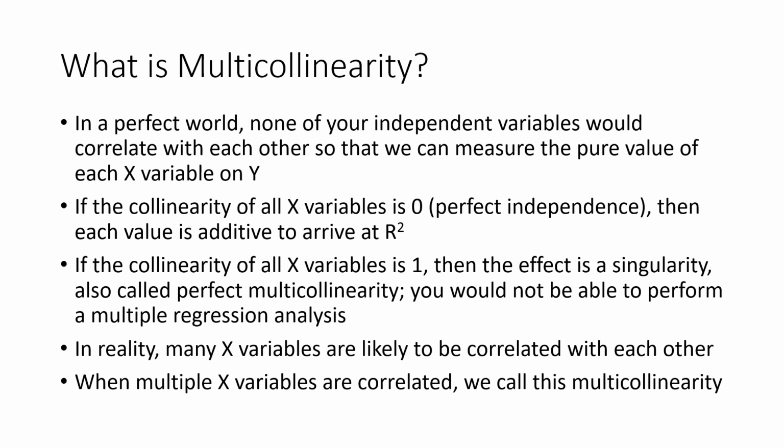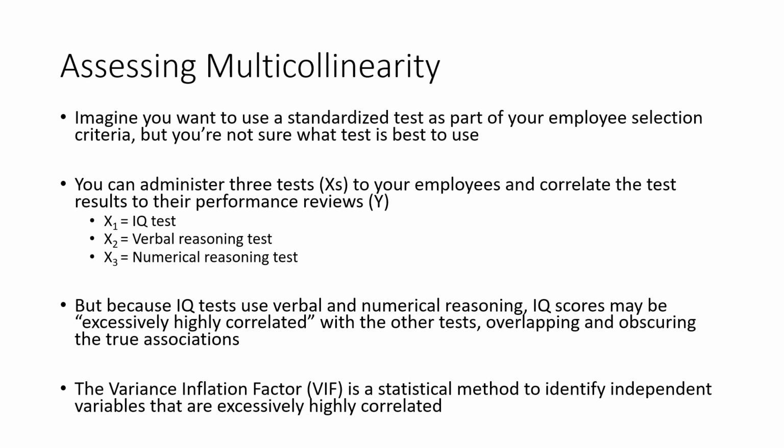As I said, in reality, many of your independent variables will correlate with each other, and this presents a problem. When these variables are excessively correlated with each other, we call this problem multicollinearity. So let me give you an example of multicollinearity and show you how you can assess it, given that it is a problem in the context of multiple regression.